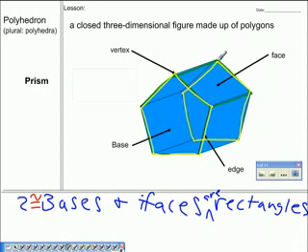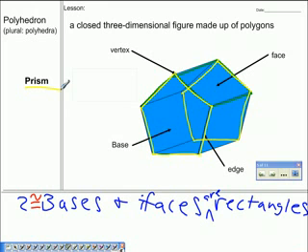It's got two congruent bases, two shapes that are exactly the same, and they're parallel to one another. They'll never intersect. That's how I know this is a prism. And then I look at all the sides, and all the sides are rectangles. So, two bases, and then the other sides are all rectangles. I know I have a prism.